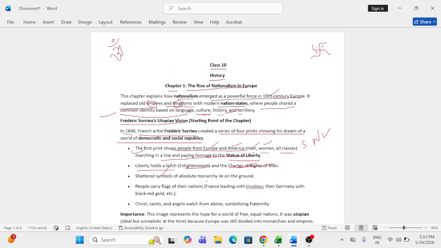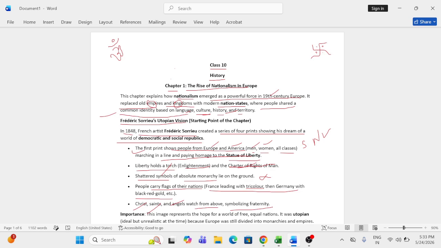Shattered symbols of absolute monarchy lie on the ground. People carry flags of their nations, France leading with the tricolor, then Germany with black, red, and gold. Christ, saints, and angels watch from above, symbolizing fraternity.